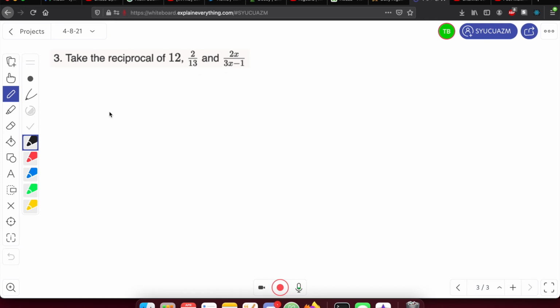This is, again, another definitional type thing. If you remember what reciprocal means, then it's a very simple question to solve. The reciprocal is simply flipping. So if we have some fraction a over b, the reciprocal of this would be b over a. You basically just take whatever you have and flip it. So for 12, we can rewrite 12 as 12 over 1, right? Because it's a whole number. And so when you take the reciprocal of that, it's just going to be 1 over 12.